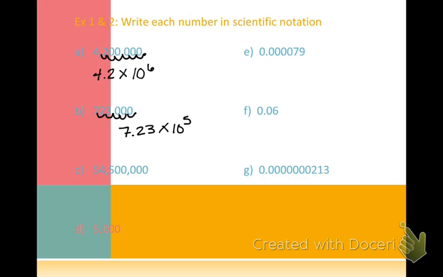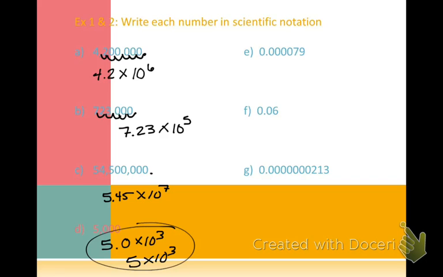5th. I'd like you to try C by yourself. Here are your answers to C and D. Now E, the decimal is at the beginning this time. And I need to bring it in between two numbers. Am I going to put it between those two zeros? No. These two zeros? No. These two? No. These two? 7.9. Because 7.9 is between what two numbers? 1 and 10. Very good. 10 to the what power?